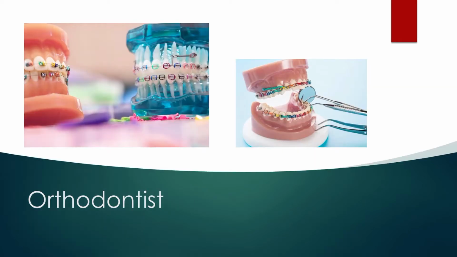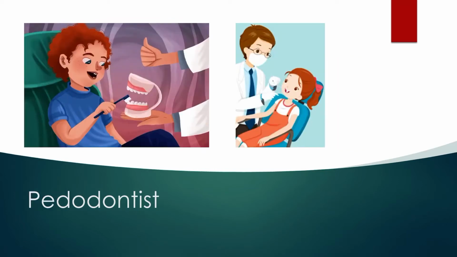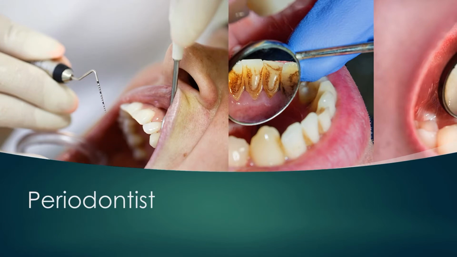Next are your orthodontists. They correct the position of your teeth with the help of braces and other modern dental methods. Next is your pedodontist. These are specialized in treating children and patients with mental health care needs. They are experts in treatment of deciduous teeth or primary dentition. Next is your periodontist, specialized in treating periodontal tissues that surround the teeth, including gums.